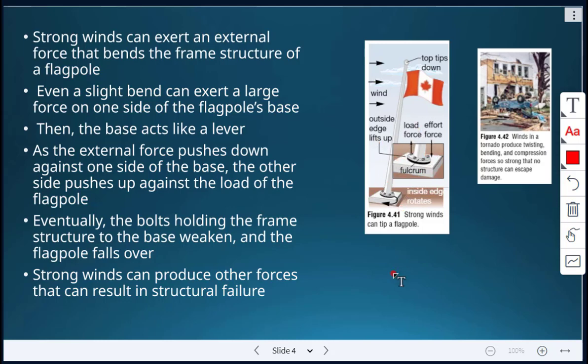And then eventually the bolts that are holding down the frame are going to weaken. The frame structure to the base is going to weaken. The flagpole can then fall over. Strong winds can also produce other forces that can result in structural failure. Here in this example, we have winds in a tornado. Those winds are going to produce twisting, bending, and compression forces, causing lots and lots of damage.